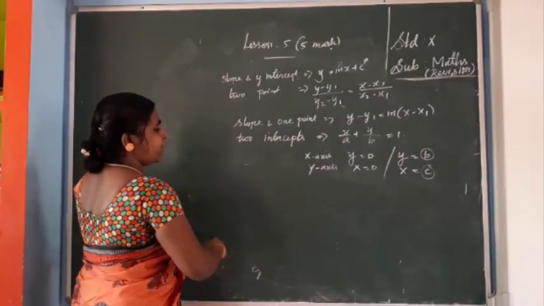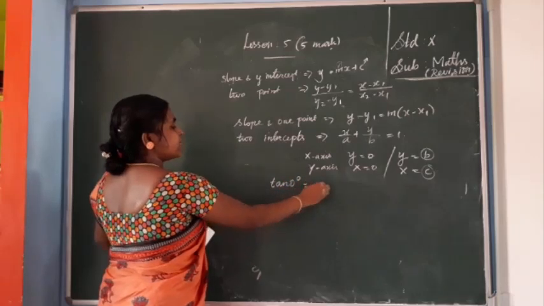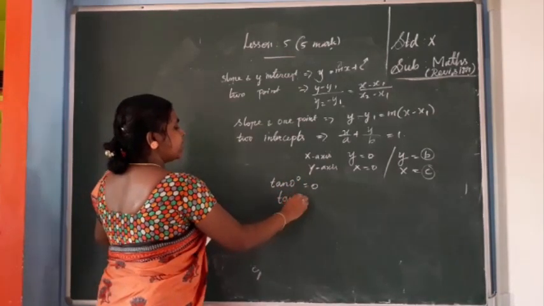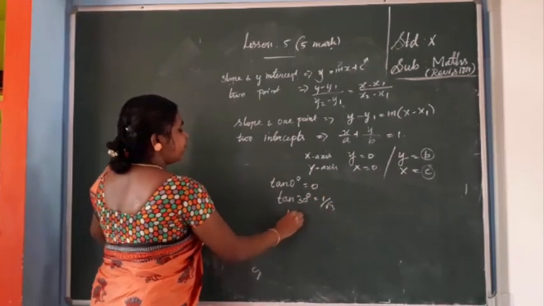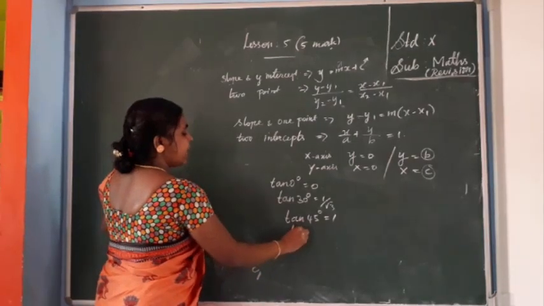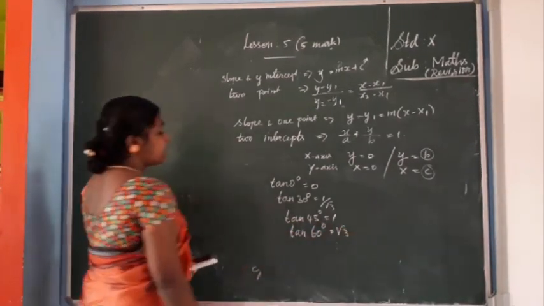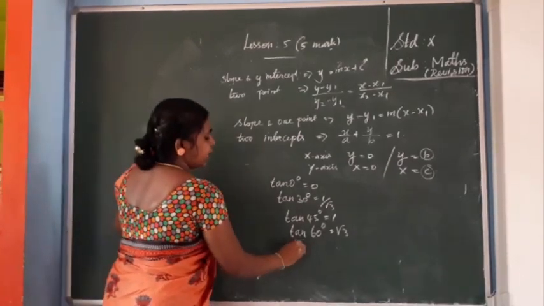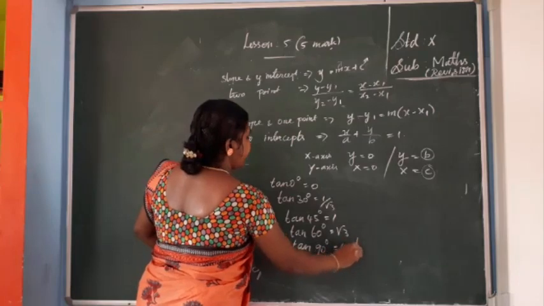Next, you want to know some values also. Tan 0 is 0. Tan 30 is 1 by root 3. Tan 45 is 1. Tan 60 is root 3. Tan 90 is undefined.